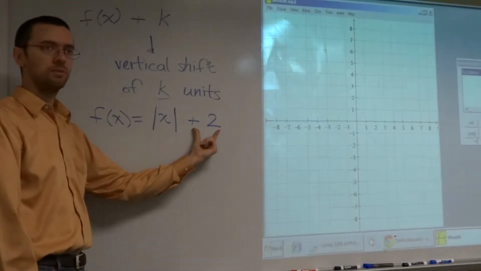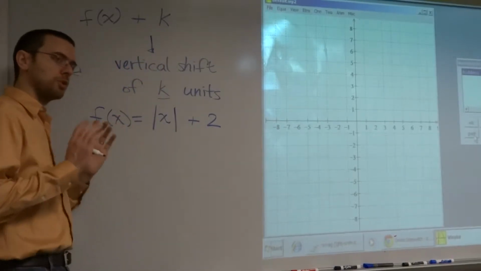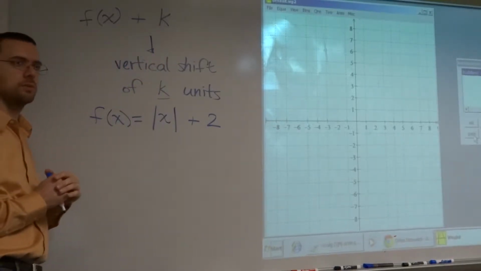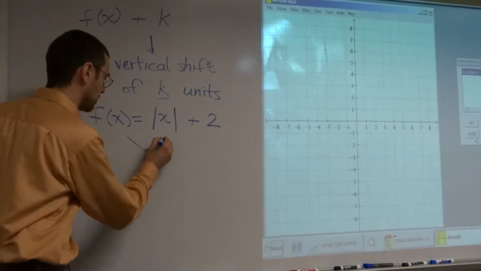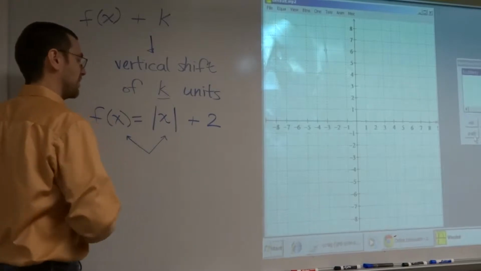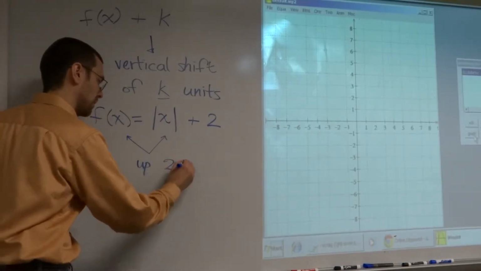It's going to shift positive 2, so it's going to be up 2, right? But what's your basic shape? What's the shape you're working with? The V shape, so it's the absolute value shape, right? So we expect it to look like that. And this guy here tells me that I'm going to go up 2 units.